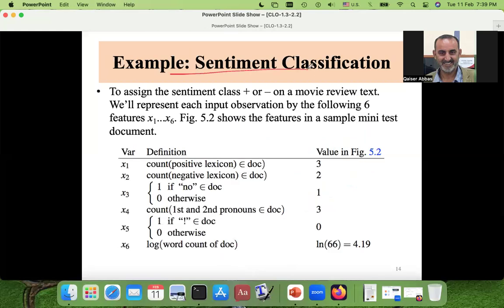Okay, now we are taking an example of sentiment classification.